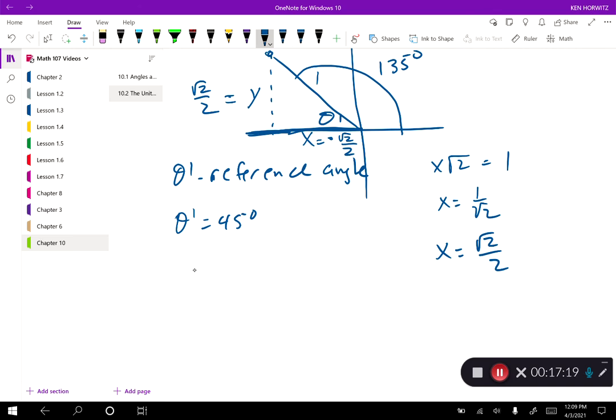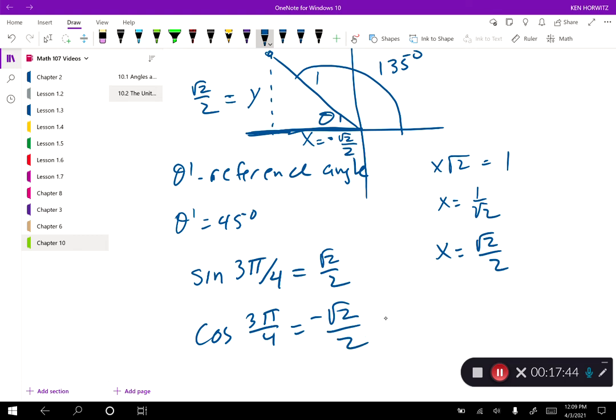So I can say that the sine of 3 pi over 4, which is the radian way to write 135 degrees, is the square root of 2 over 2. The cosine of 3 pi over 4 is negative square root of 2 over 2. So that's why it's not as straightforward. It's just one little step in between that a lot of people forget about.